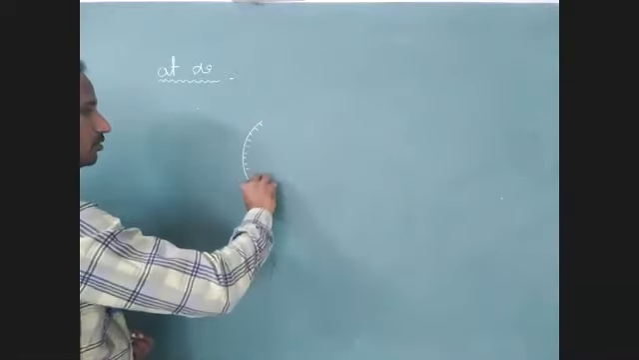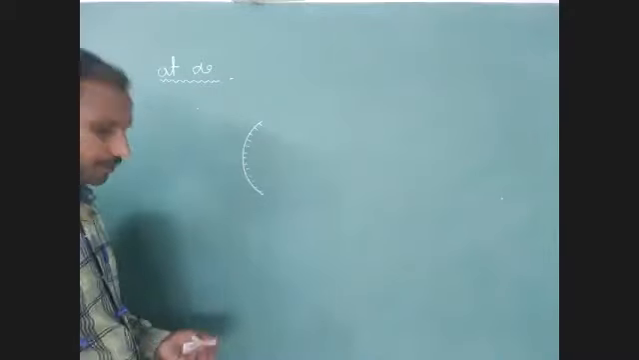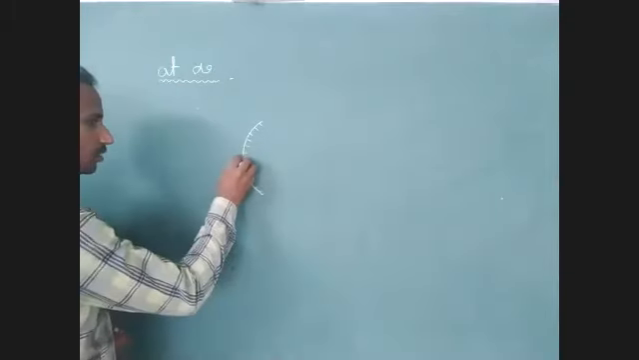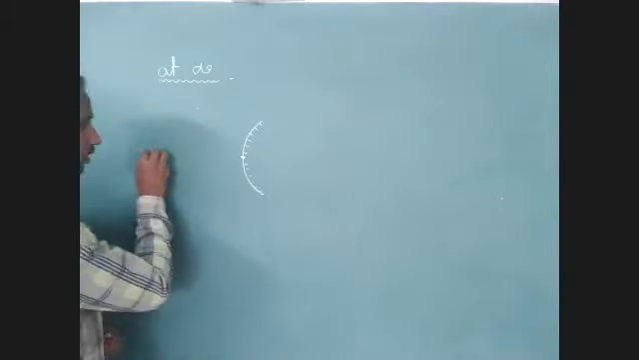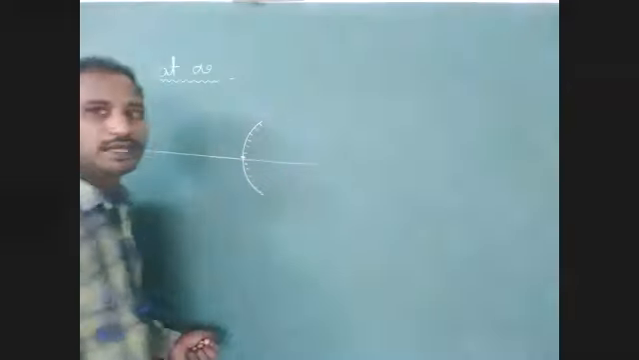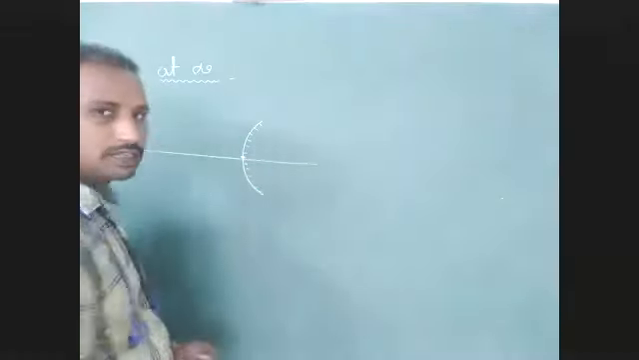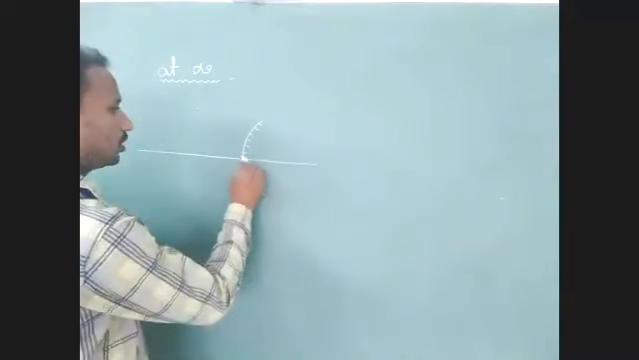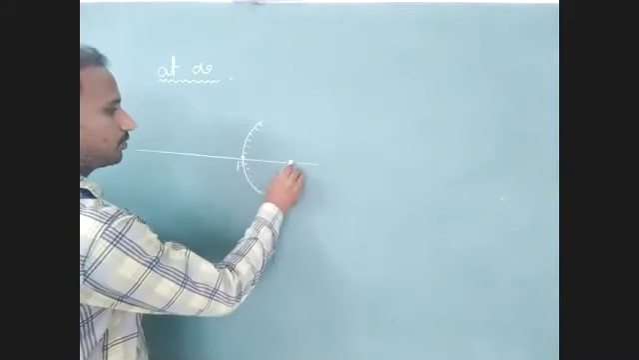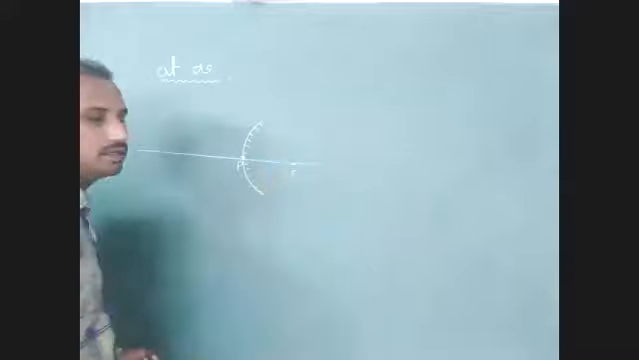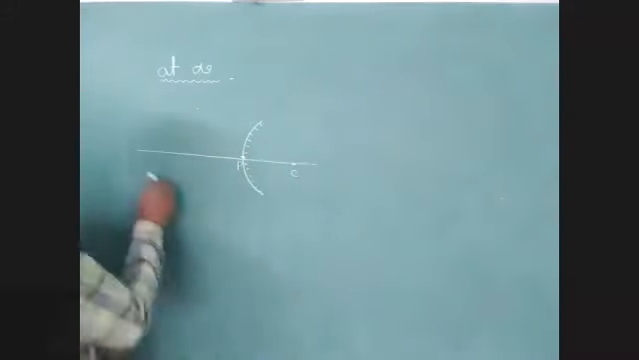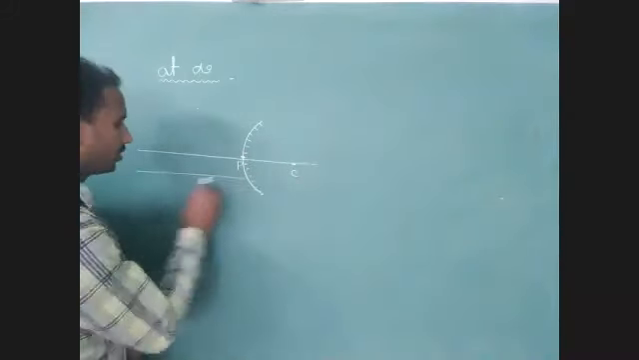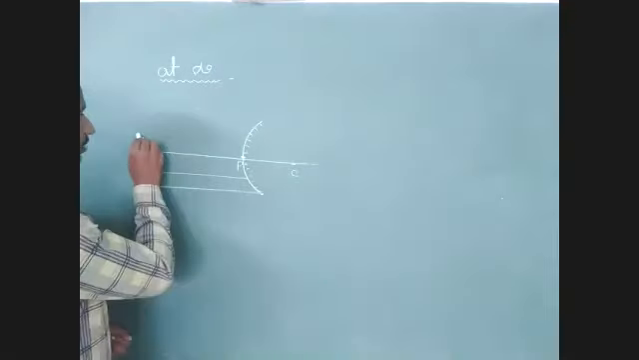It is the reflecting surface of the convex mirror. Now we have to draw the reference line. This reference line is passing through the pole and the center of curvature. And now here identify the parallel beam of light rays.